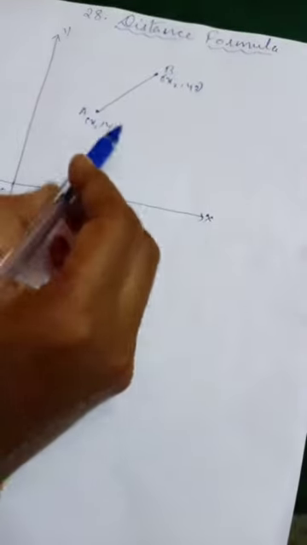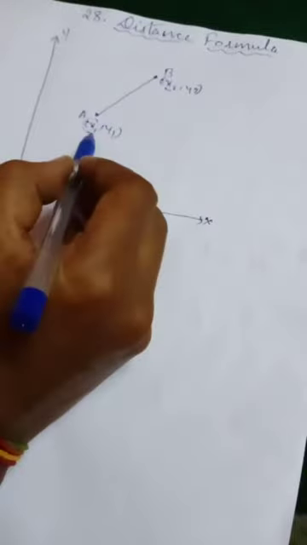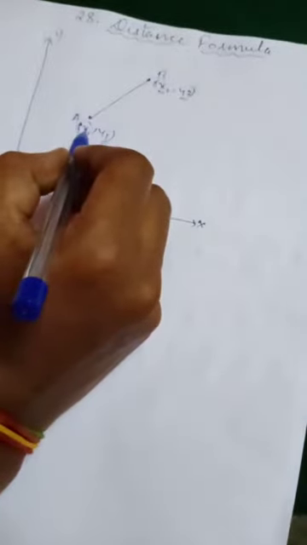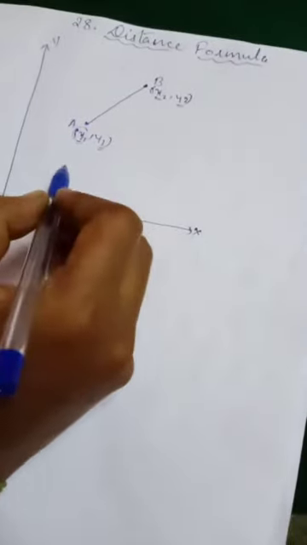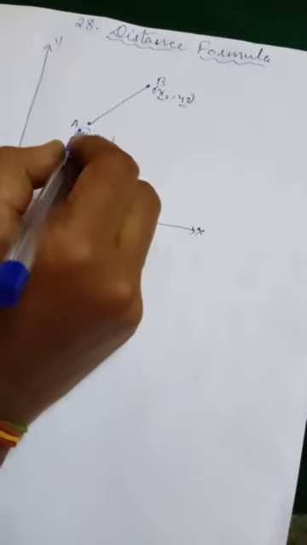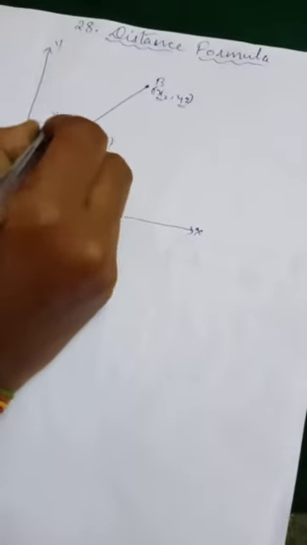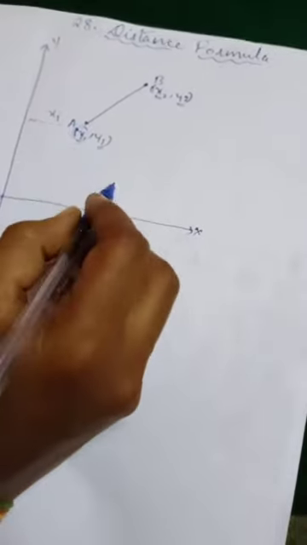Now the x coordinates are always called abscissa and the y coordinates are always called ordinates. Since the abscissa of point A is x1, its distance from the origin on the x-axis will be x1 here. Similarly, its distance from the origin on the y-axis will be y1 here.